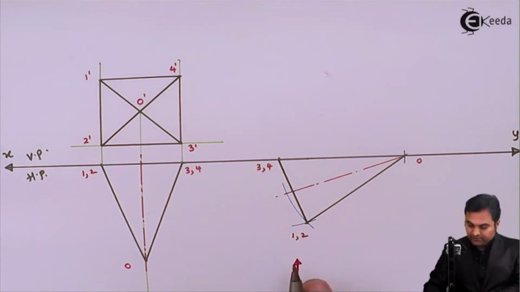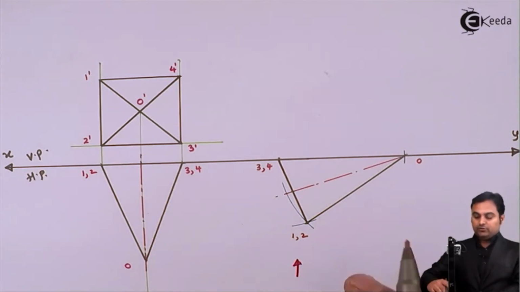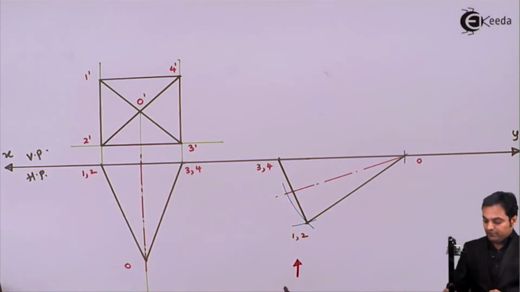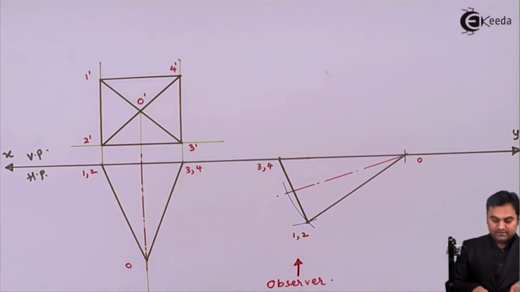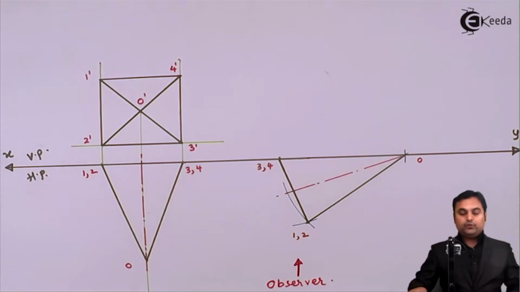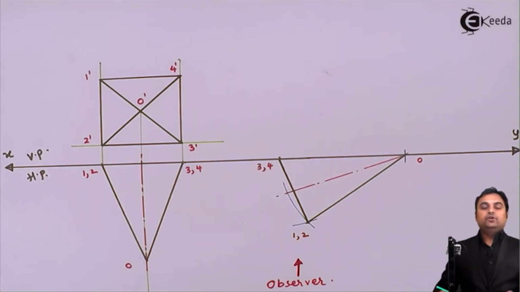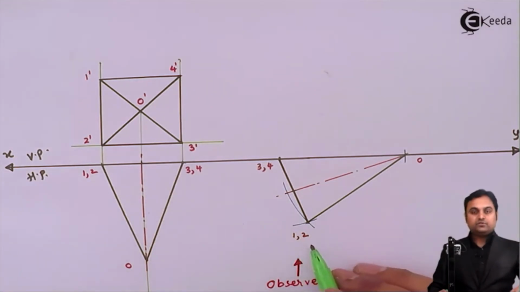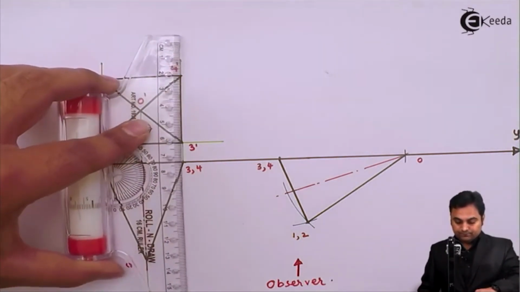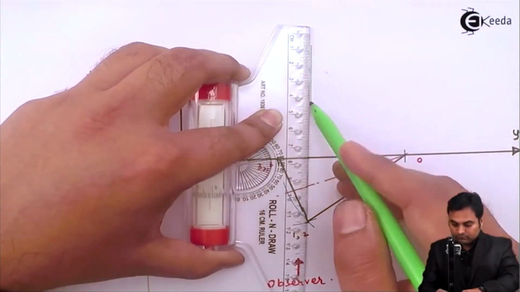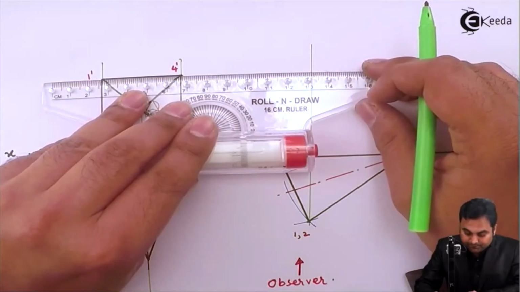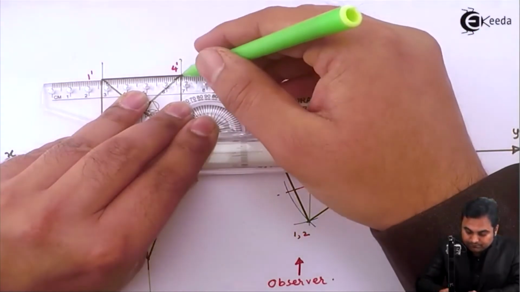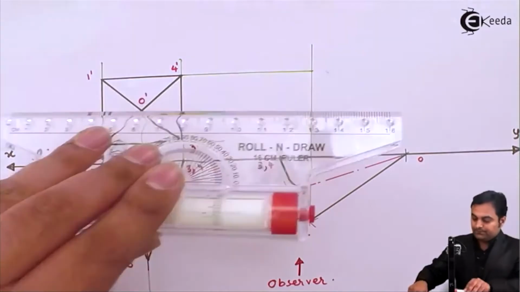the observer will be here, means looking on this side and drawing on the other side. That is the first angle method of projection. So observer is on this side. Now those points need to be projected first which are closer to the observer. So here if we see point 1 and 2 is closer to the observer. So point 1 will be projected first.